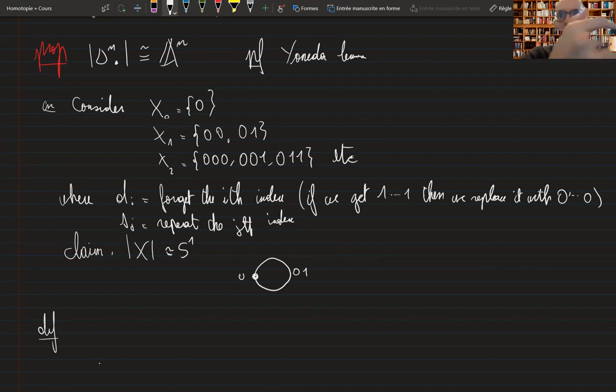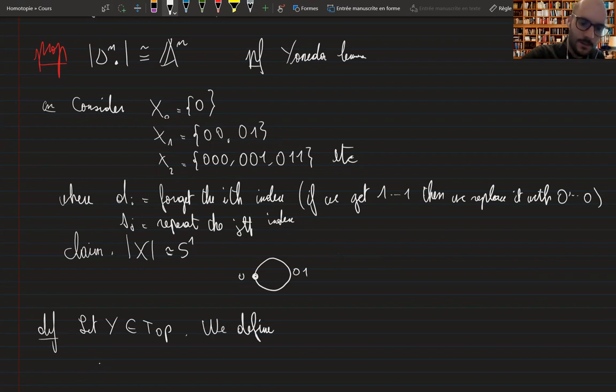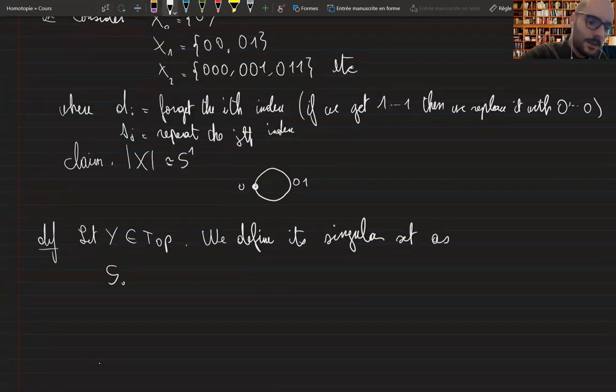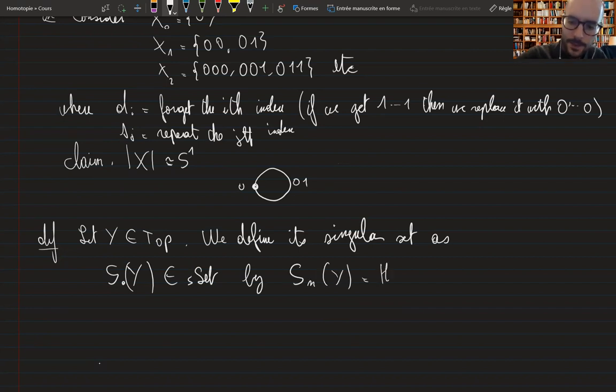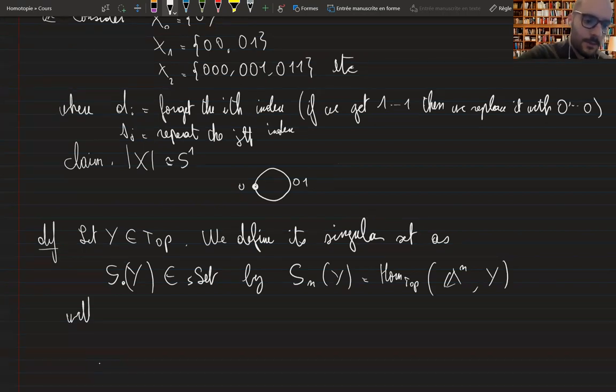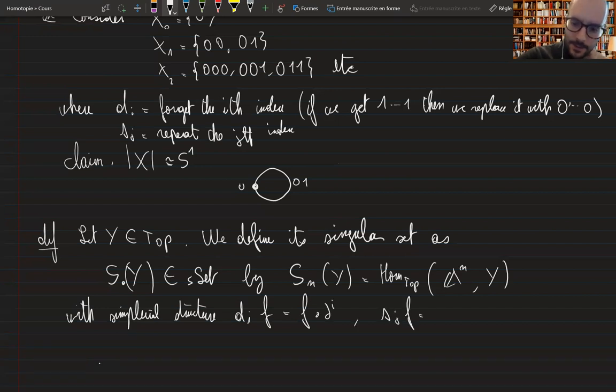So now let's talk about the other adjoint. Let Y be a topological space. We define its singular set, S bullet of Y. This is the singular set of Y, which is a simplicial set, where S_n of Y is simply all continuous maps from the standard simplex into Y, with the simplicial structure d_i of f is f circle d_i and s_j of f is f circle sigma_j.